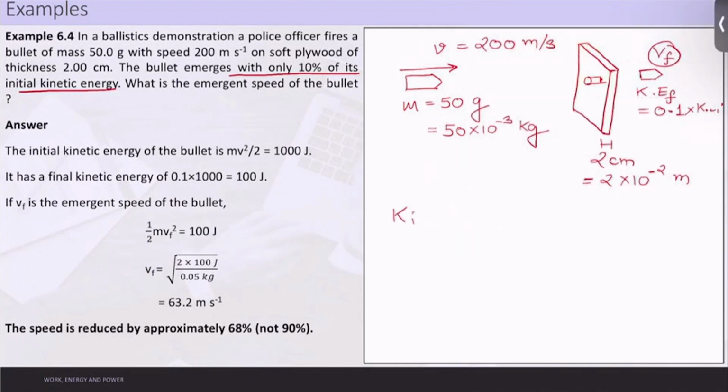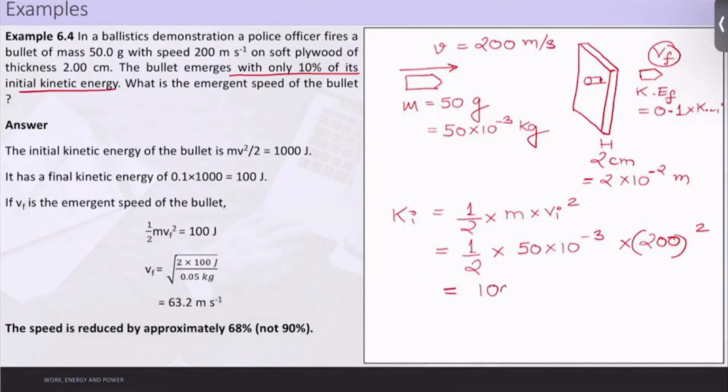So initial kinetic energy is equal to half into m into vi squared. Everything is given to you in the question. It is half into 50 into 10 to the power minus 3 into 200 squared. When you calculate it, you will get the answer as 1000 joules. So this is the initial kinetic energy calculated.